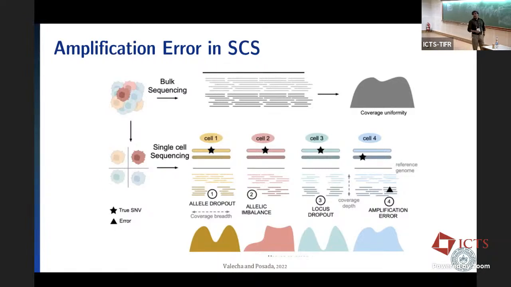It can happen the other way around also, right? Maybe the reference allele is amplified, but the mutated allele is not amplified. So then we lose out on the information about the mutation. So this is allelic dropout.